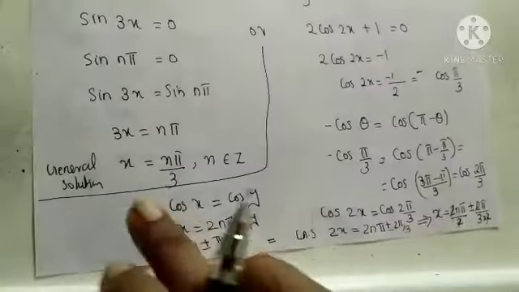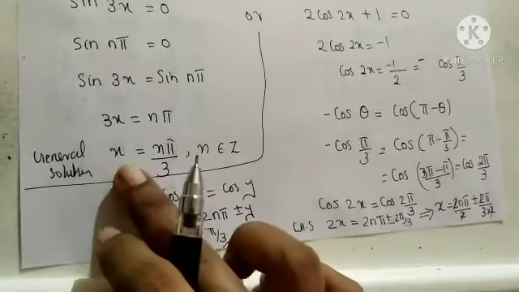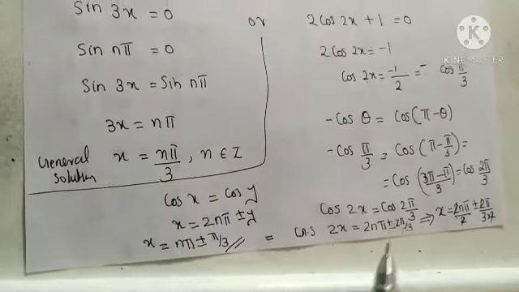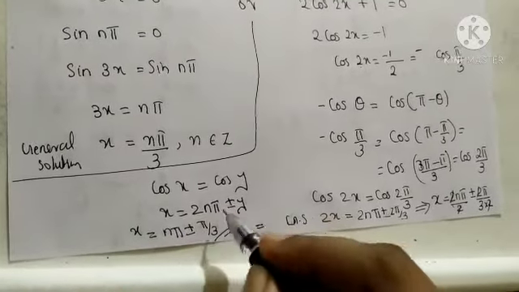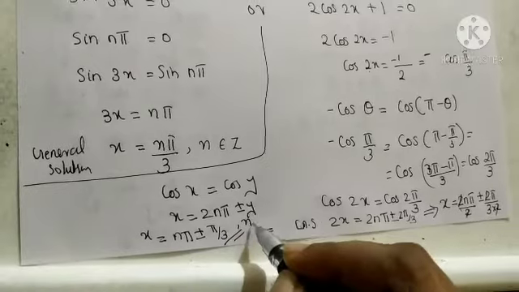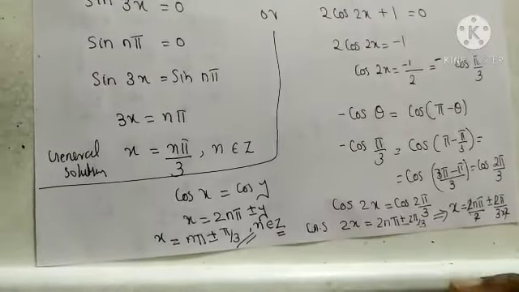So these are our two general solutions. First one is nπ/3. Second one is nπ plus or minus π/3. And always write that n belongs to the set of integers.